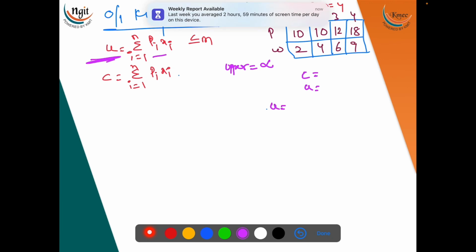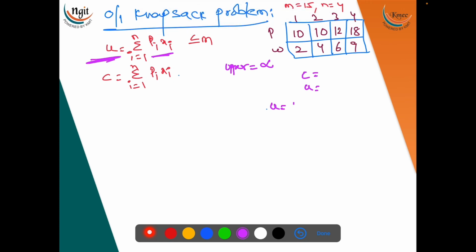The u value is the profit and object. So profits are 10 plus 10 plus 12 plus 18, which becomes 20, 32, 50. And 50 is the weight, right?